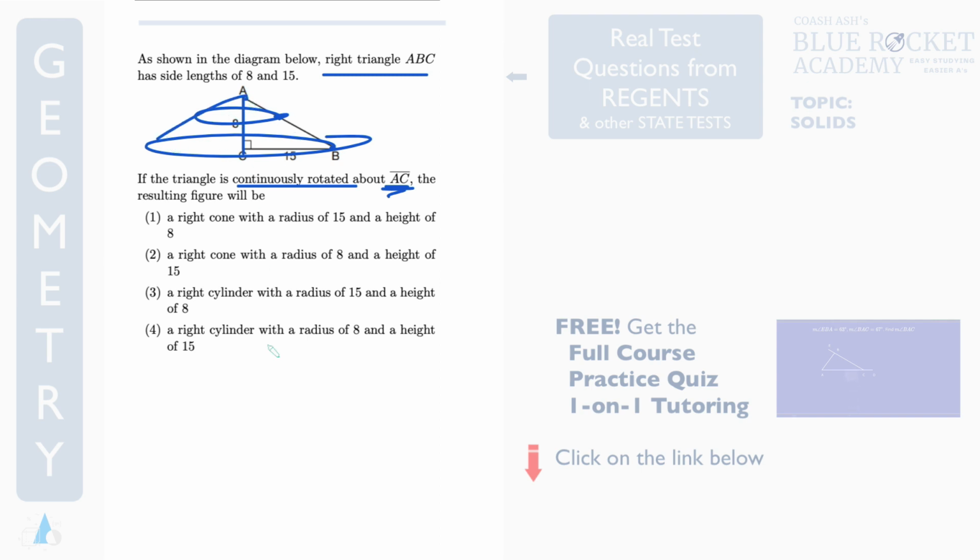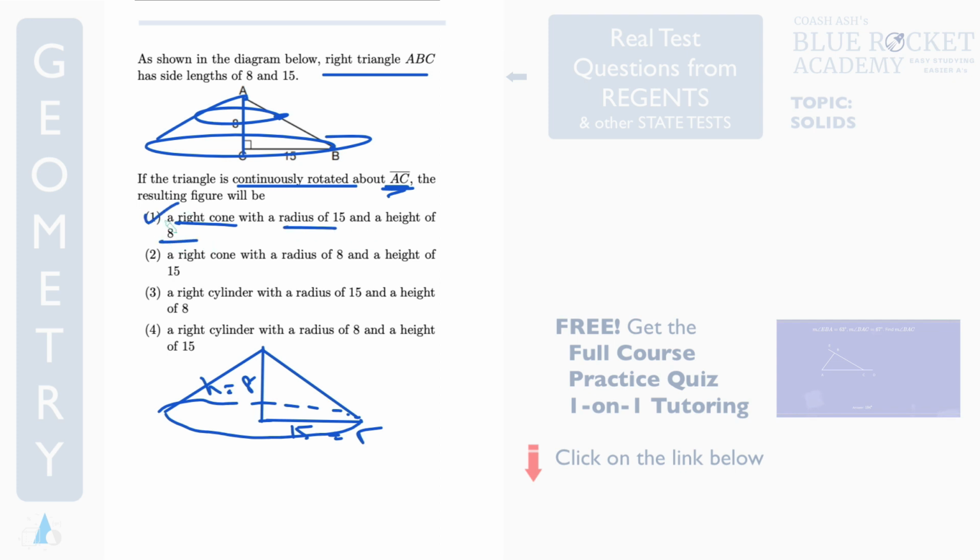So can you see the shape that's created? I'll draw it again for us. If you have this kind of triangle that's rotated, this part rotates like this, and every other part rotates, and of course this is a cone here. The height is the same as this height over here, so it's going to be 8, and then this part over here is going to be this base length, that's 15, and that's actually the radius. So the height is 8 and the radius is 15. So of course, a right cone with radius 15 and height 8, so 1 is your answer.